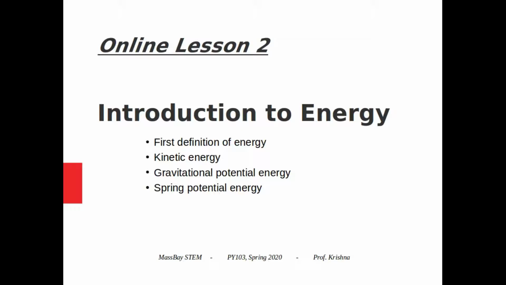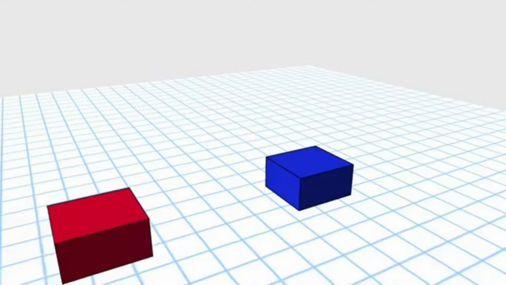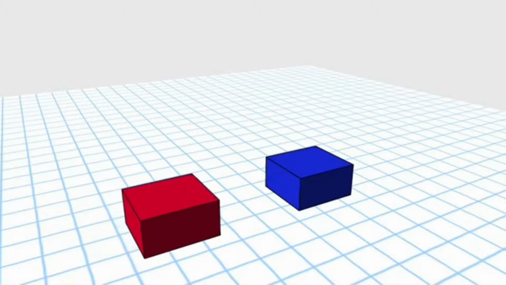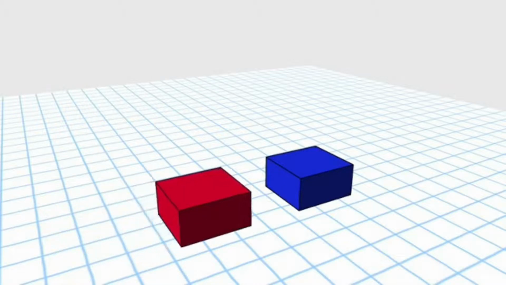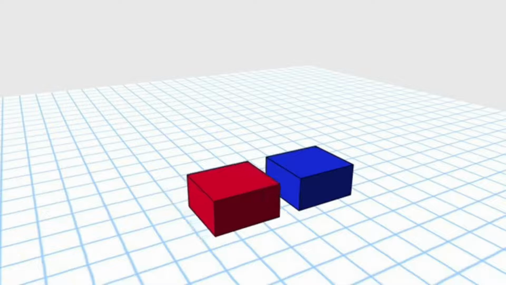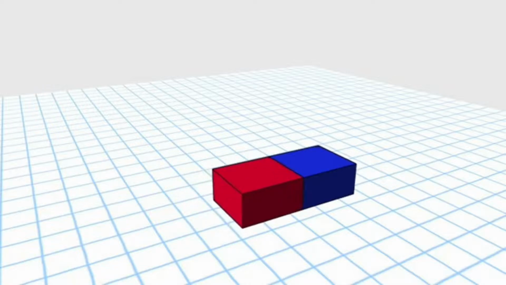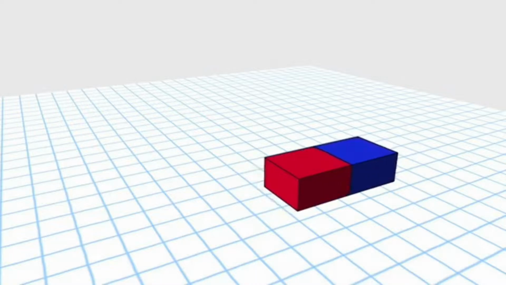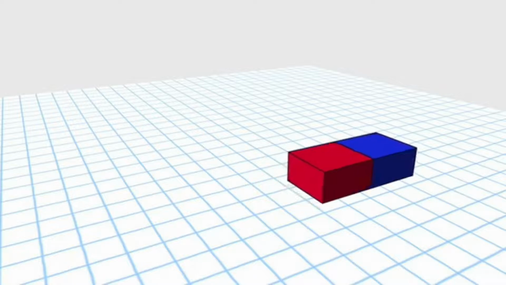To begin, let's consider this animation. Here, we see the red block collide with the blue block. The two of them stick and then move together. Now, to get the blue block moving from rest, the red block had to exert a force on it. Indeed, we see the red block pushing the blue block over a distance. That means the red block did work on the blue block.